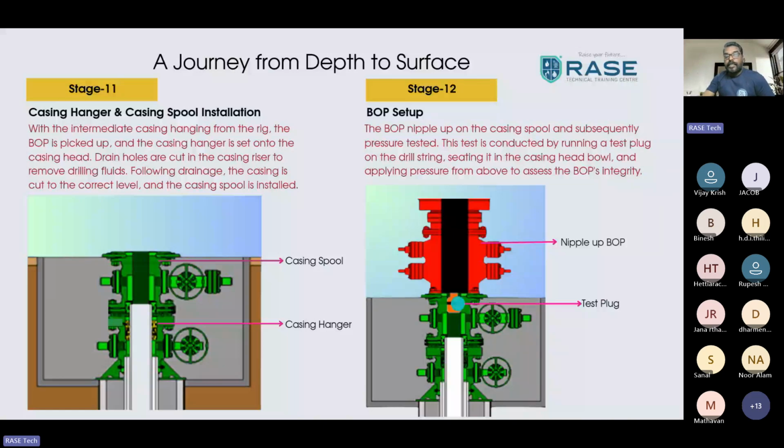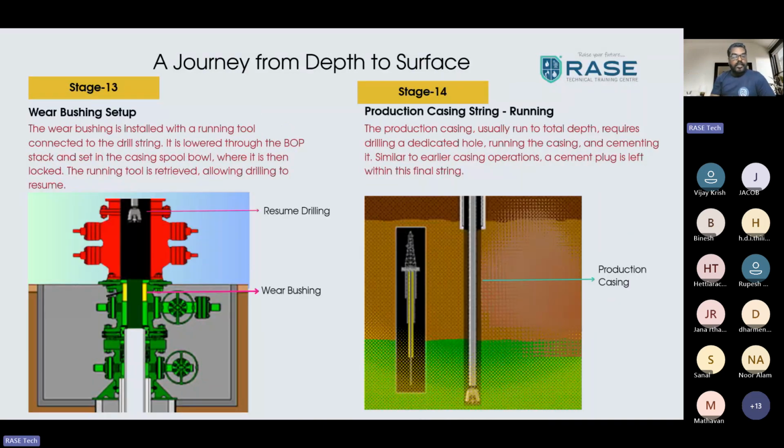The test is conducted by running the test plug, similar to before, from the casing head bowl and casing head spool bowl, applying the pressure from both to do the pressure test. Then you come to stage number 13. You have to install the wear bushing to protect your bowl area. Then you come to stage 14, the production casing string running.